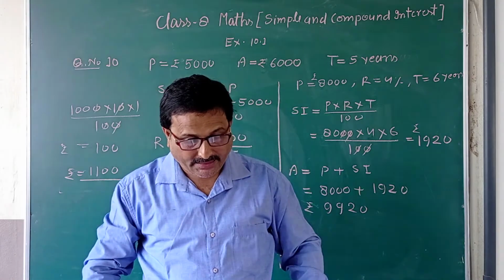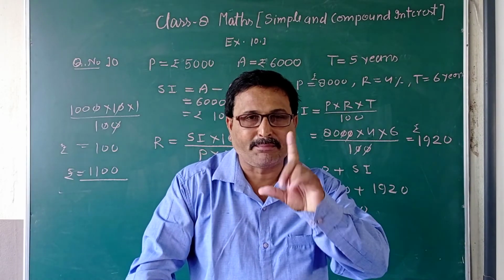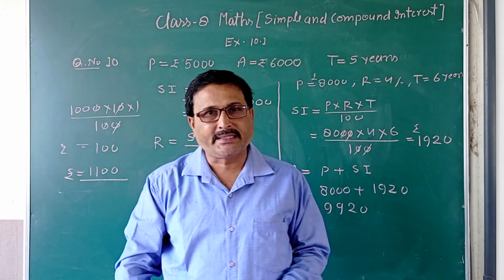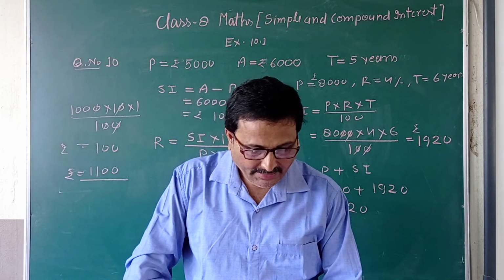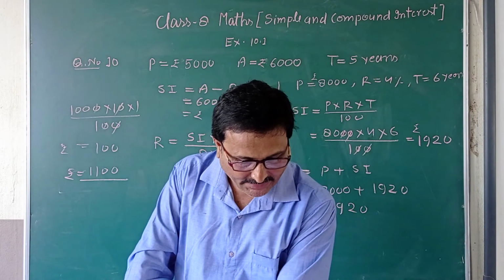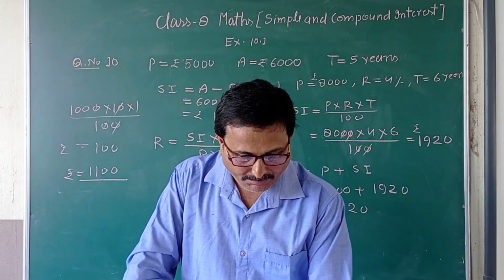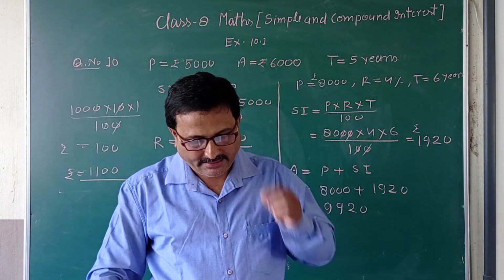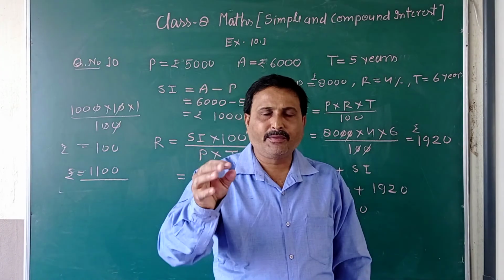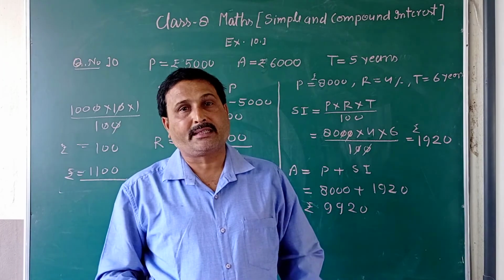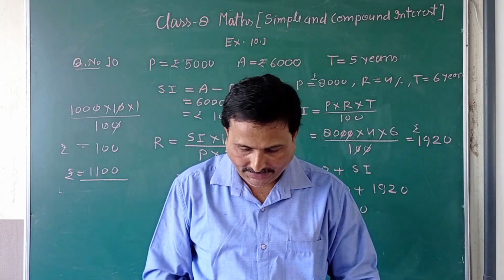Given here, page number 103. Principal remains constant throughout in simple interest, but in compound interest, principal changes every year. For given principal, rate and time, SI is generally less than CI. Here, for given principal, rate and time, CI is more than SI. Compound interest will always be more than simple interest except for the first year. So that is the difference.